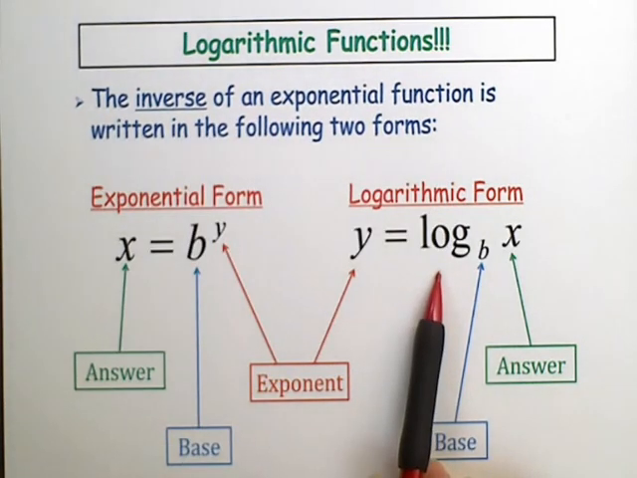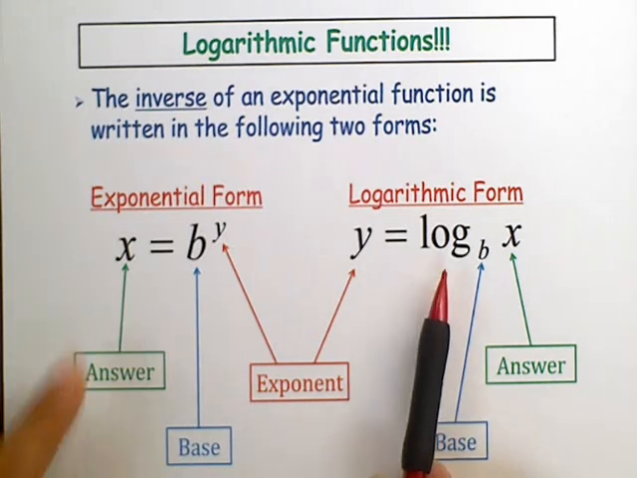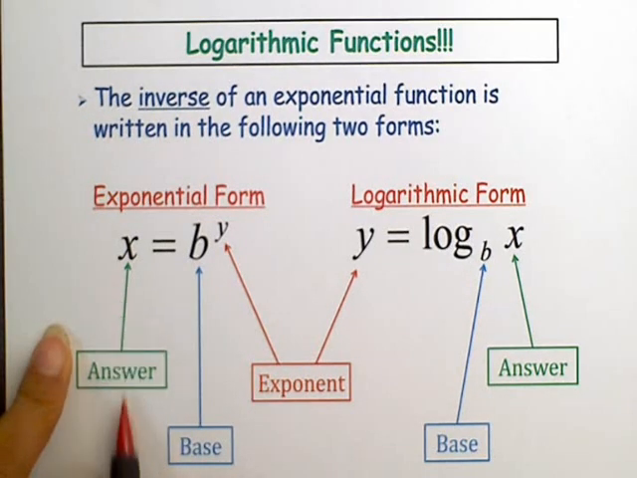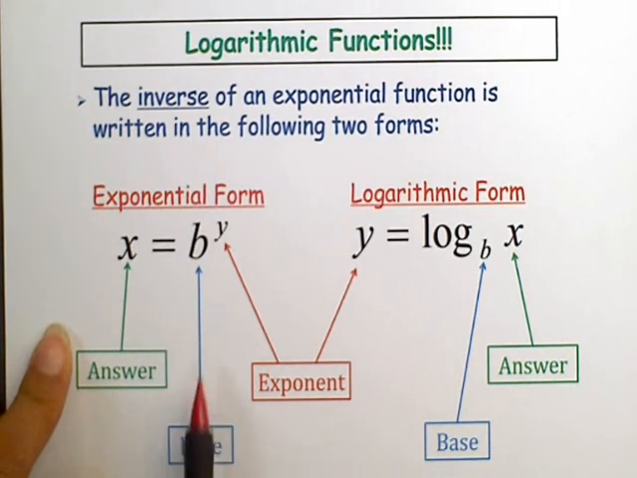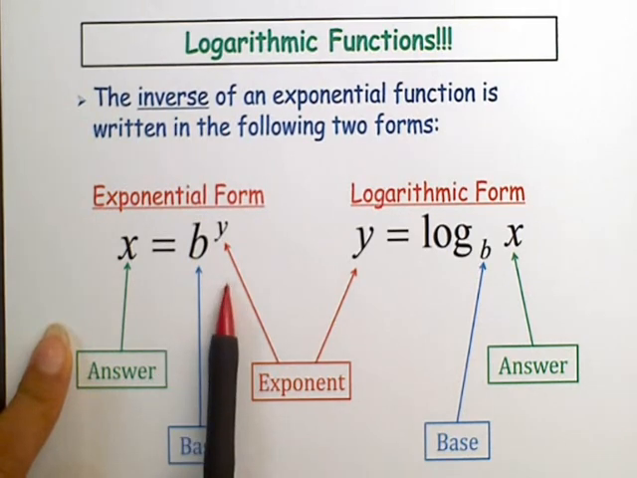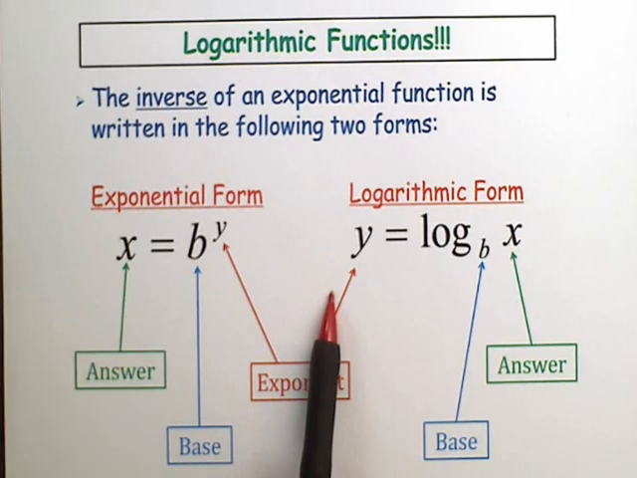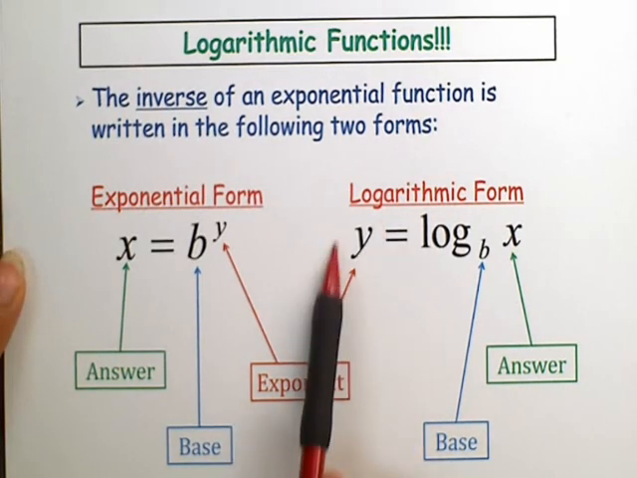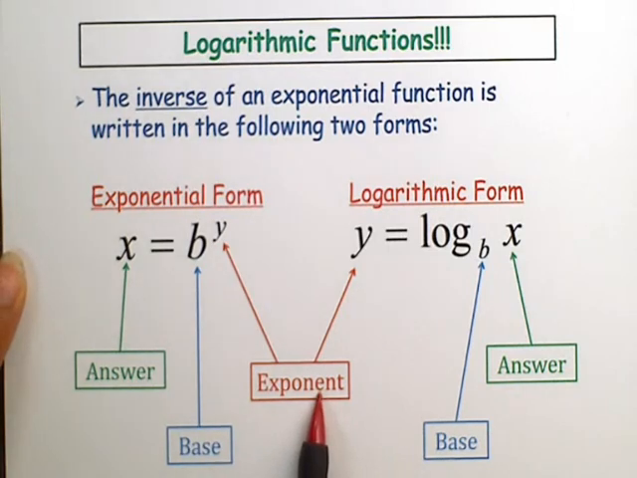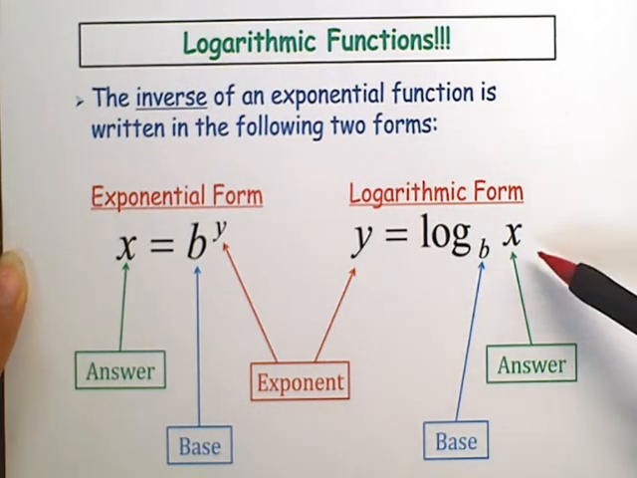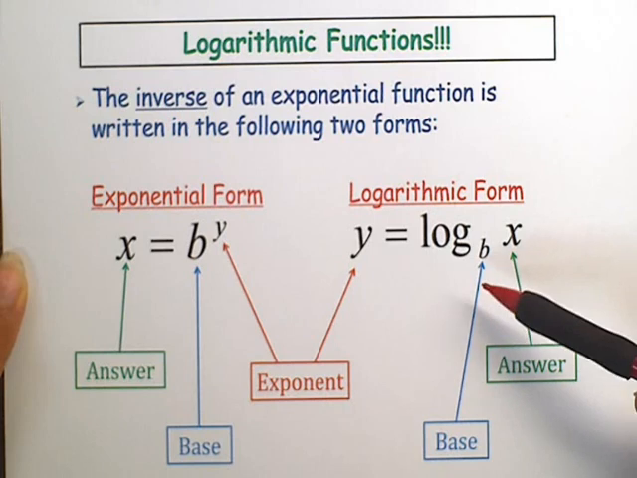So x in exponential form represents the answer you get when you have a certain base to a certain exponent. In logarithmic form, the value that you get for the logarithm actually represents the exponent that you are solving for. x is the answer, and b is the base of the function that you had in the exponential form.